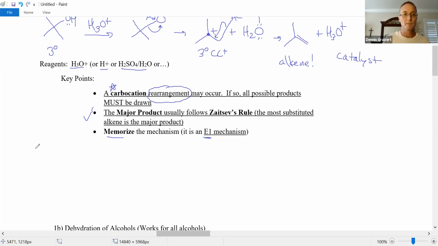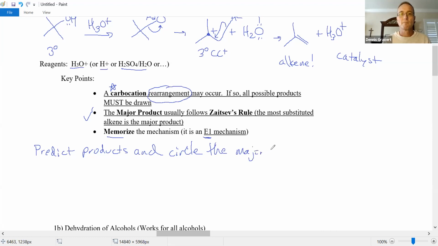So the question might read, draw the major product. That's not how I form it. I usually say predict products and circle the major product. Yeah, because I like seeing all the products and then you identify which ones nature prefers. So let's start with, what do I got? Ooh, I got that one.